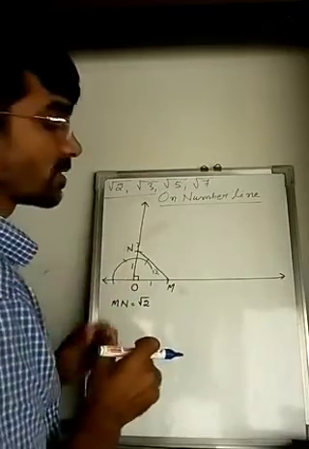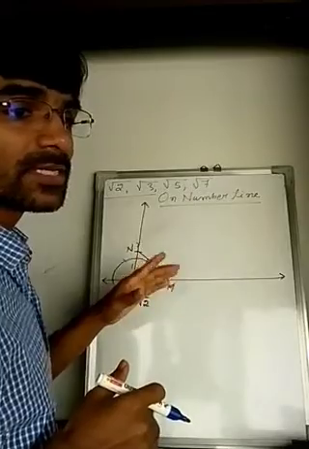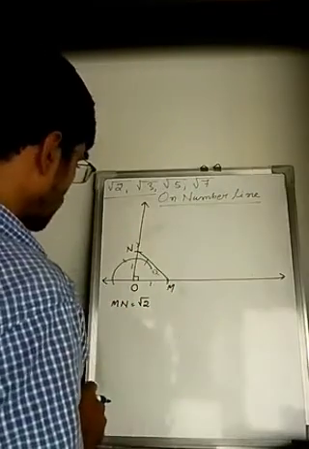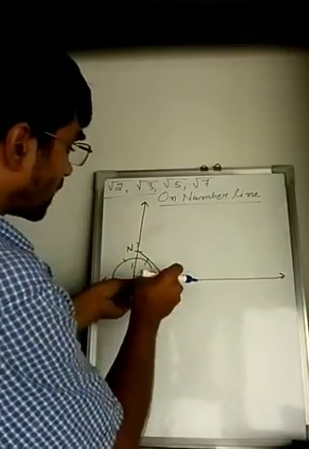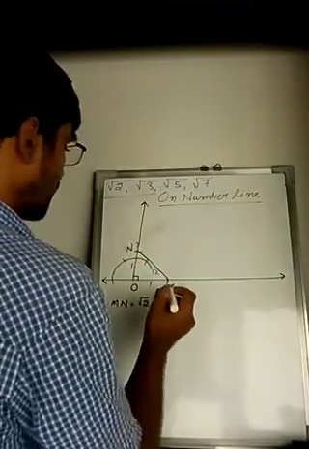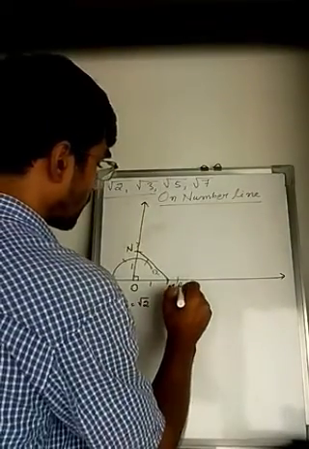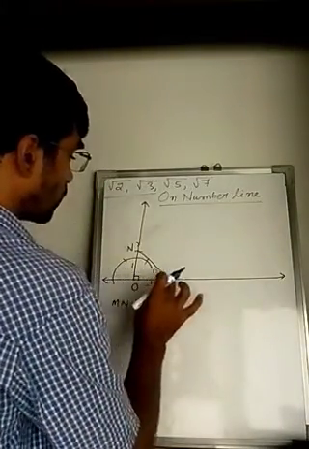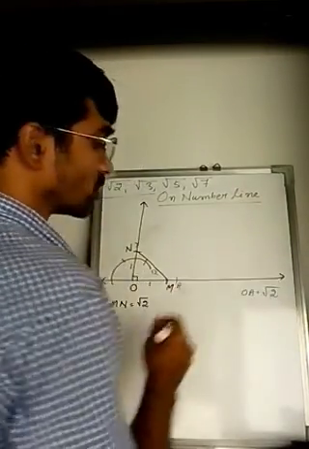Now this is the hypotenuse. MN is not on the line itself. That length we have to present on the number line. So we have to measure the length of MN with the compass, and from O cut it on the number line. So my point will come here, for example A. So from O to A, this is root 2.